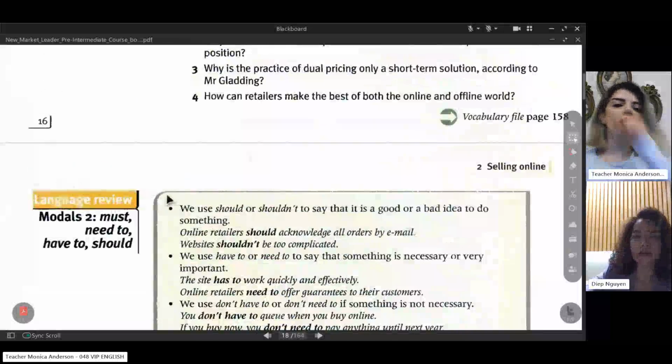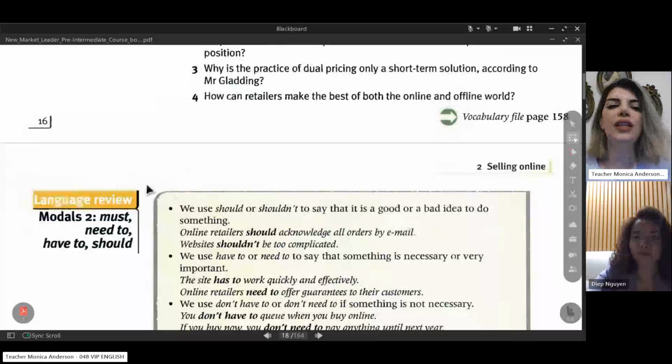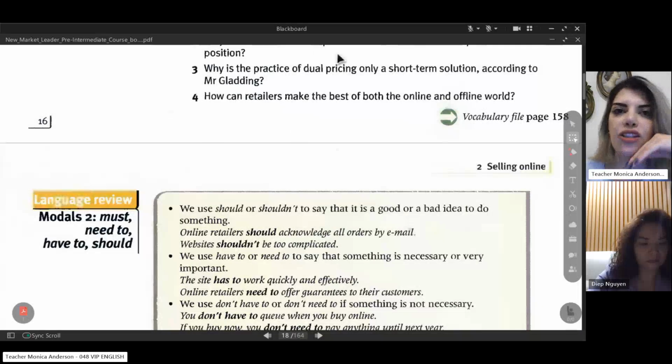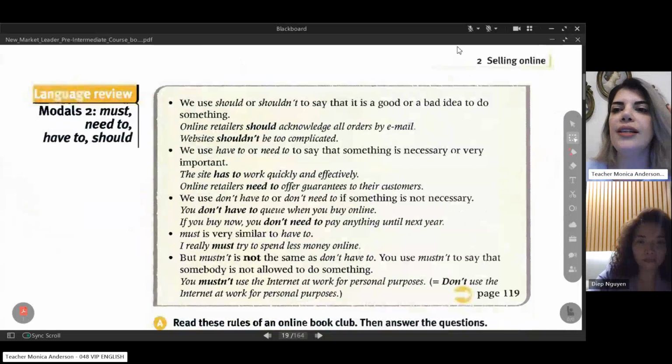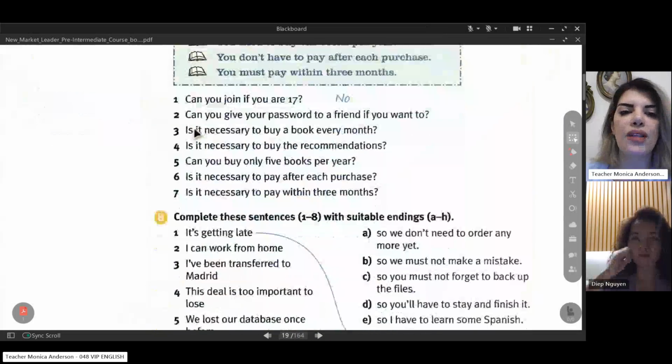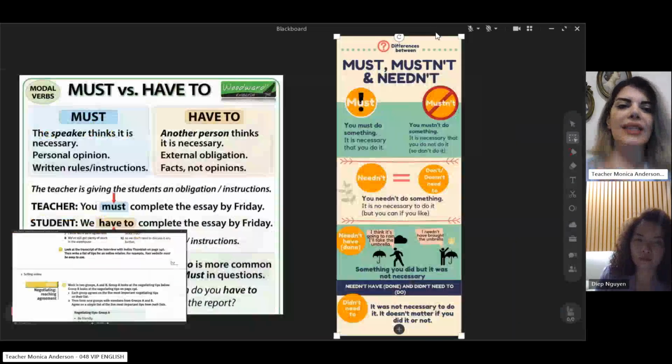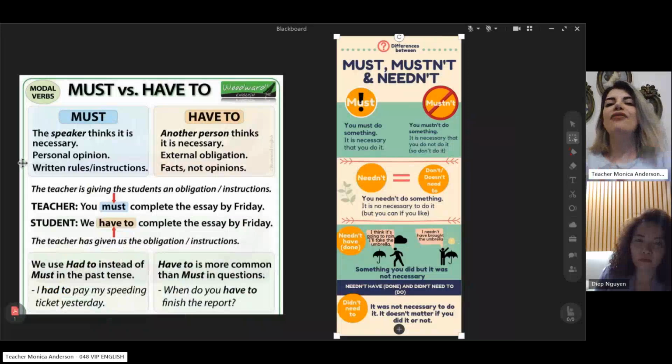Okay, so first of all, let's talk about modals. Of course, this is a structure and grammar that it's not bad to get familiar with. So let's talk about this part, then we keep going with the rest of our reading and vocab. Okay, must, have to, need, or needn't.